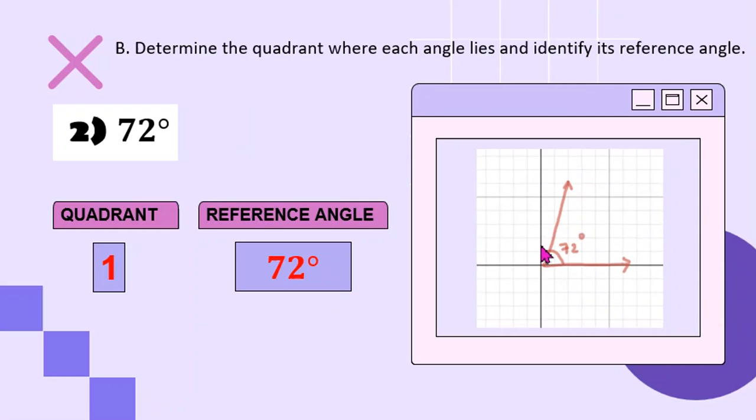So we'll start first with the basic. That's number 2, 72 degrees. It's positive. It's lesser than 90. So Tanisha, in plotting, we have this one, 72 degrees. So the reference angle is just 72 degrees. As easy as that. It should be lesser than 90.